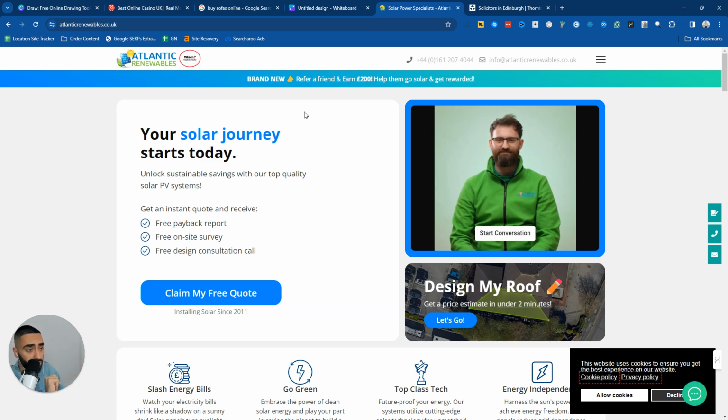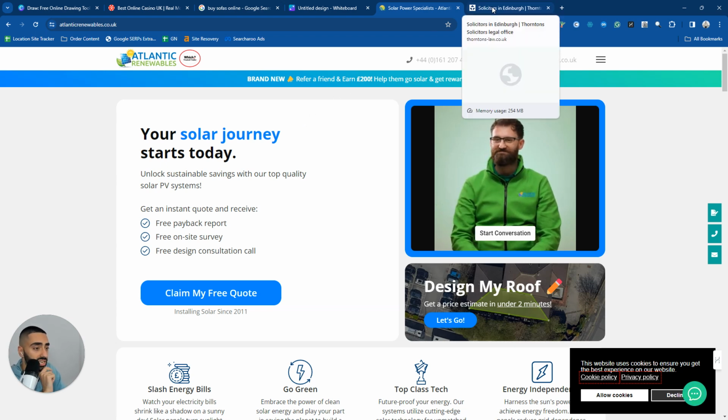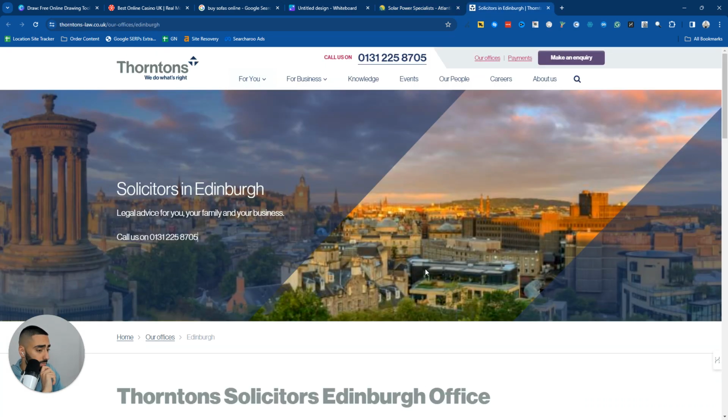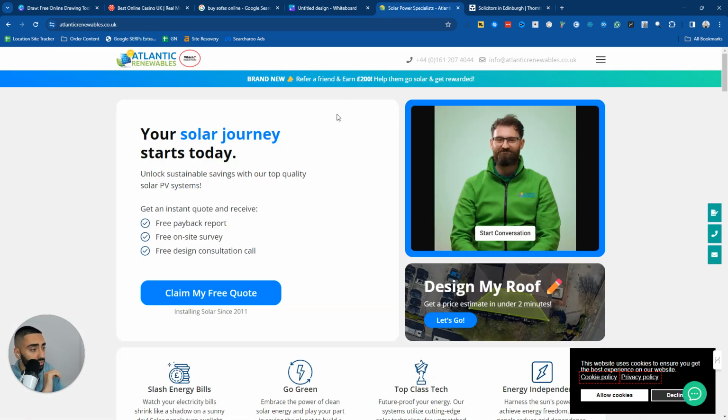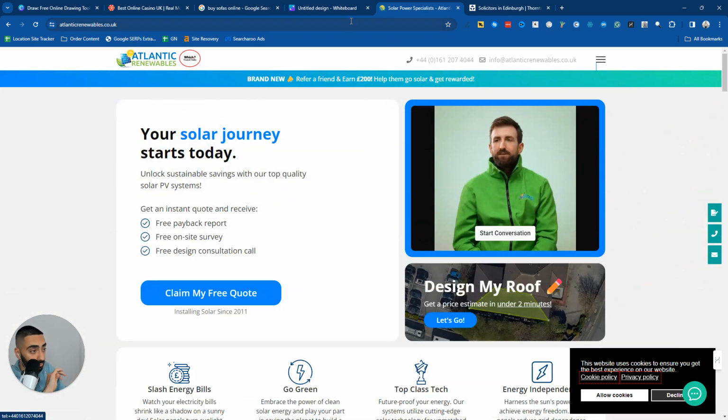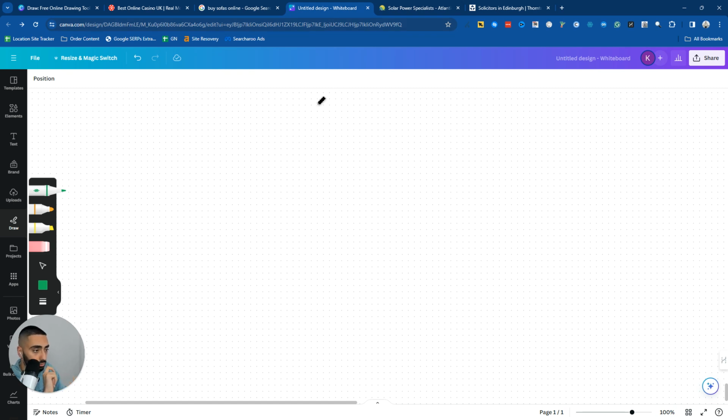So the first website is a renewables company. They basically install solar panels in the UK, and the second website is a law firm. And basically what I'm going to be doing is showcasing what they have essentially done, and I'm going to be visualizing this for you as well. So obviously both websites, they both have a homepage, right?